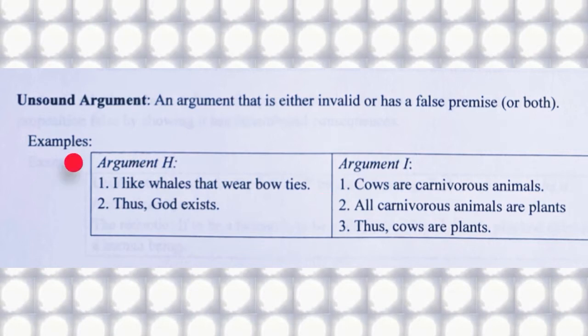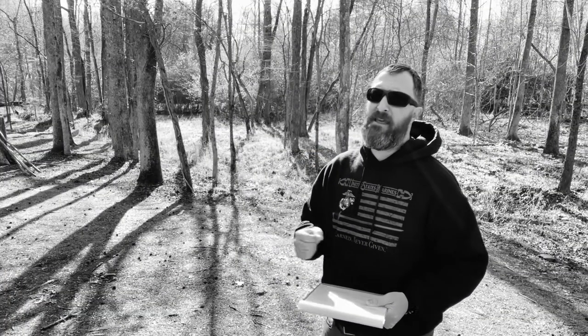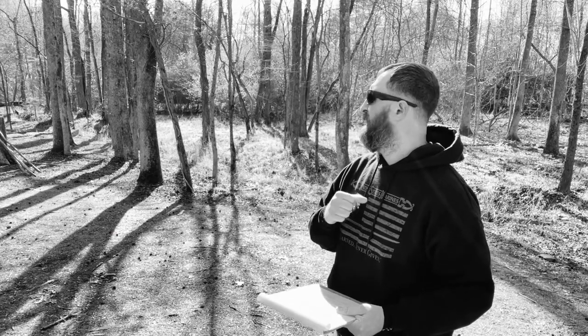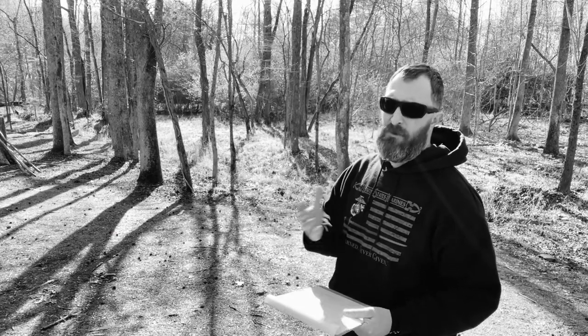Right? So in the first example, we had an argument that was unsound because it had an invalid form. In the second example, we had an argument that was unsound, not because it had an invalid form, but because it had one or more false premises. And again, you could also have an argument that went wrong on both accounts, both being invalid and having one or more false premises.